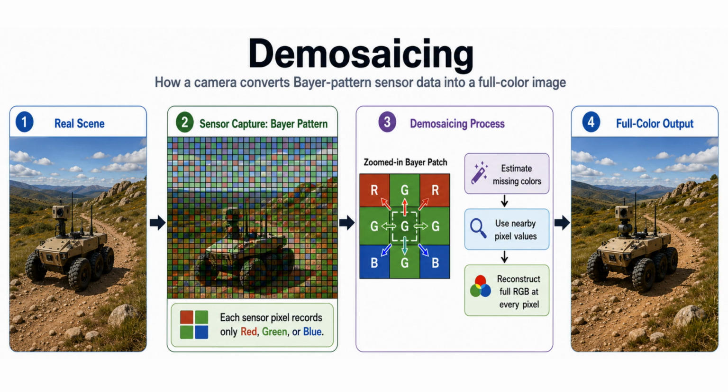The demosaicing process then examines the neighboring pixels and estimates the missing color information at each location. By combining these nearby red, green, and blue values, the ISP reconstructs a complete RGB value for every pixel. The result is the final full-color image, where the sky, terrain, vegetation, rocks, and vehicle appear naturally colored. In simple terms, demosaicing converts the sensor's color mosaic into a complete usable image.